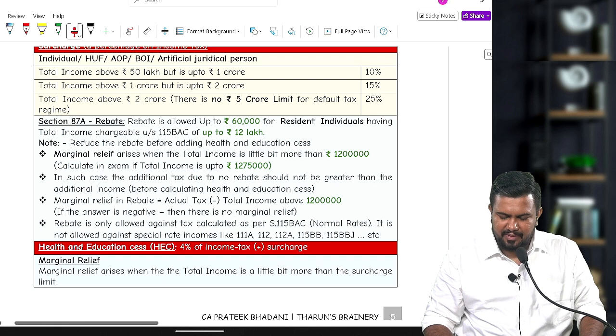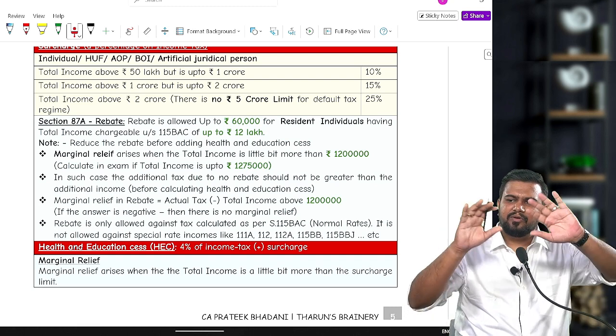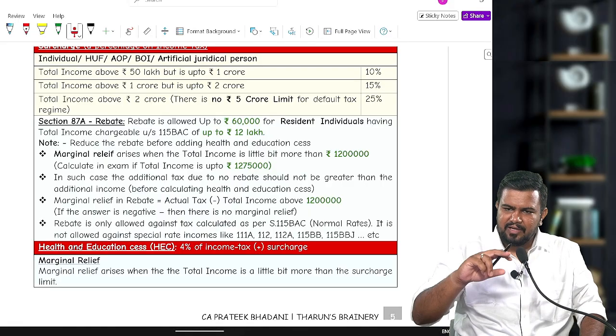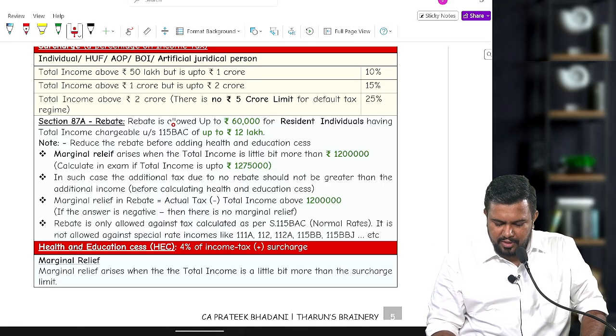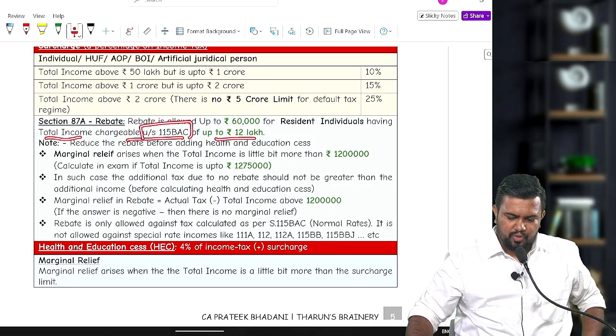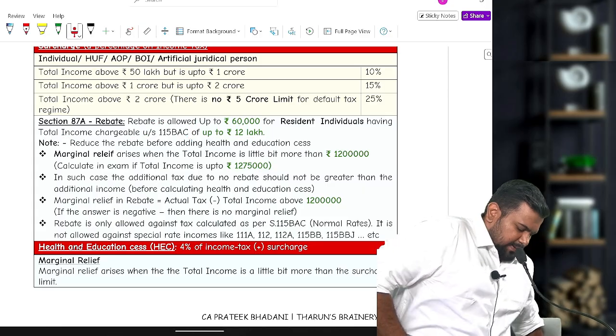Then coming to section 87A rebate. Here now let me also tell you the differences one by one. First let us discuss what are the provisions, then the difference with the old regime. So here rebate is allowed up to 60,000 for a resident individual having total income chargeable to tax under 115BAC up to 12 lakhs.